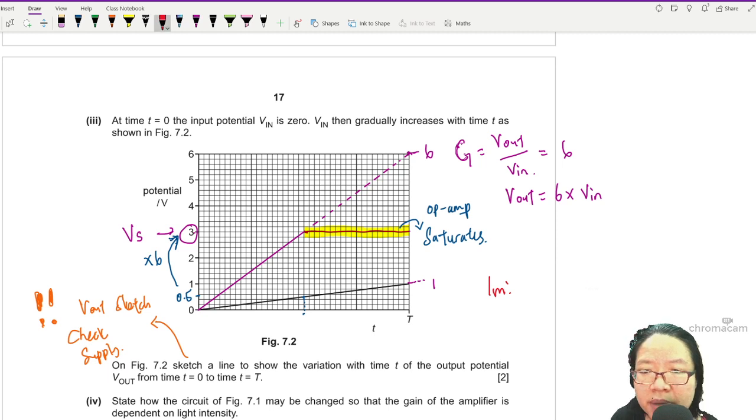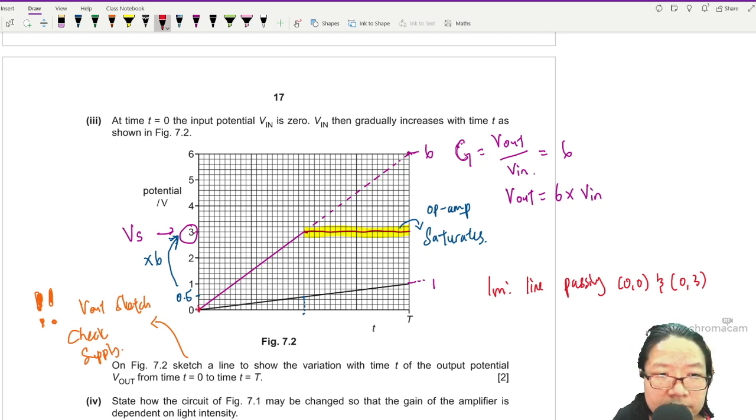It's a line passing 0, 0 and 0, 3. Okay, so you have to pass this line. Is it 0, 3? My bad. And this point here, it's not 0, 3, or you don't know the time.